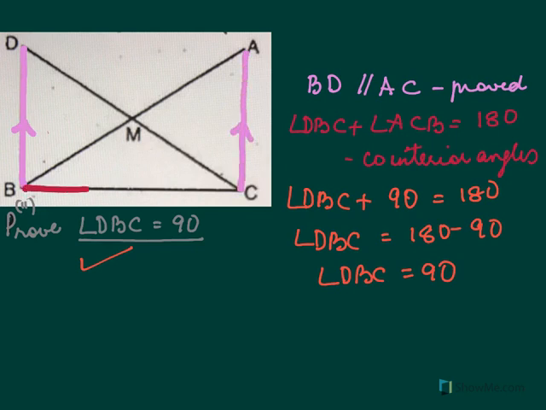And then we had the transversal here. Therefore, when you add up this angle plus this angle, it was 180, which we already know. We already know this is 90. Hence, this also has to be 90.